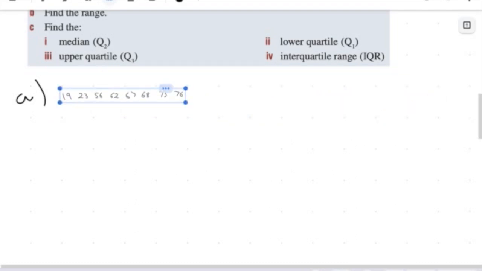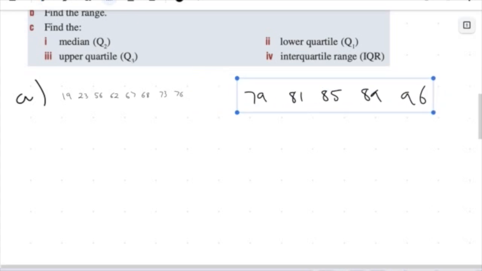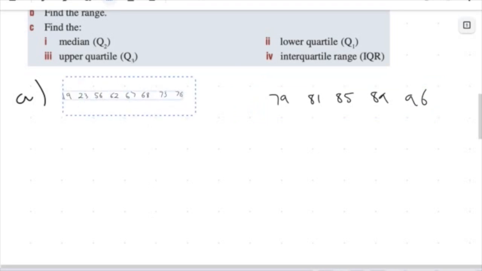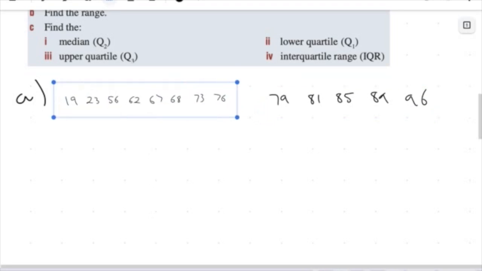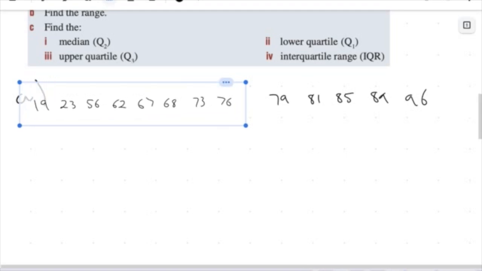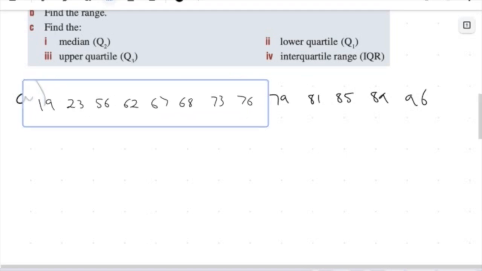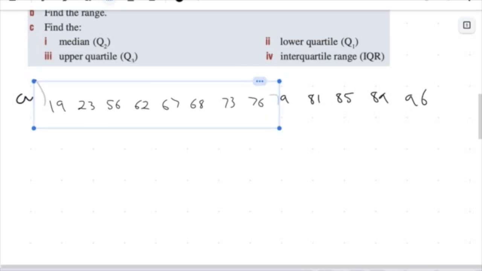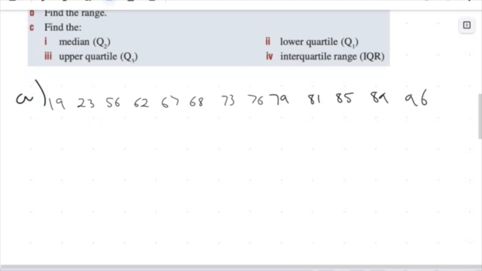Apologies for the small writing. I have to make do with the space I've been given. So I have 79, 81, 85, 89, and 96. So let's shrink these as well a little bit, and let's make these a bit bigger. That's about as good as we're going to get it.